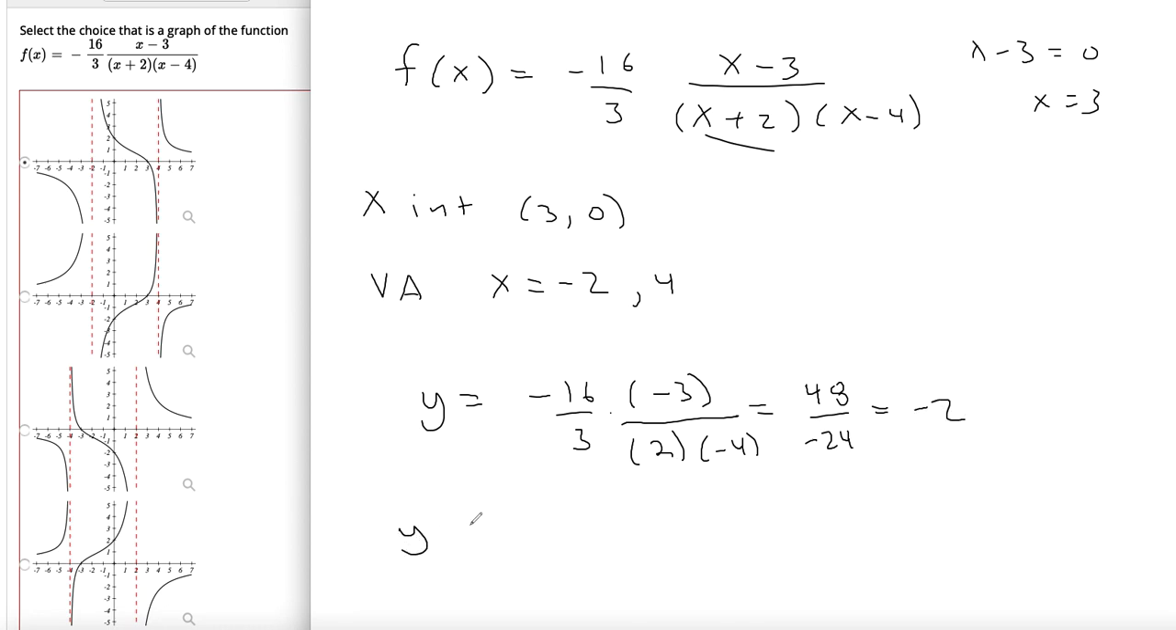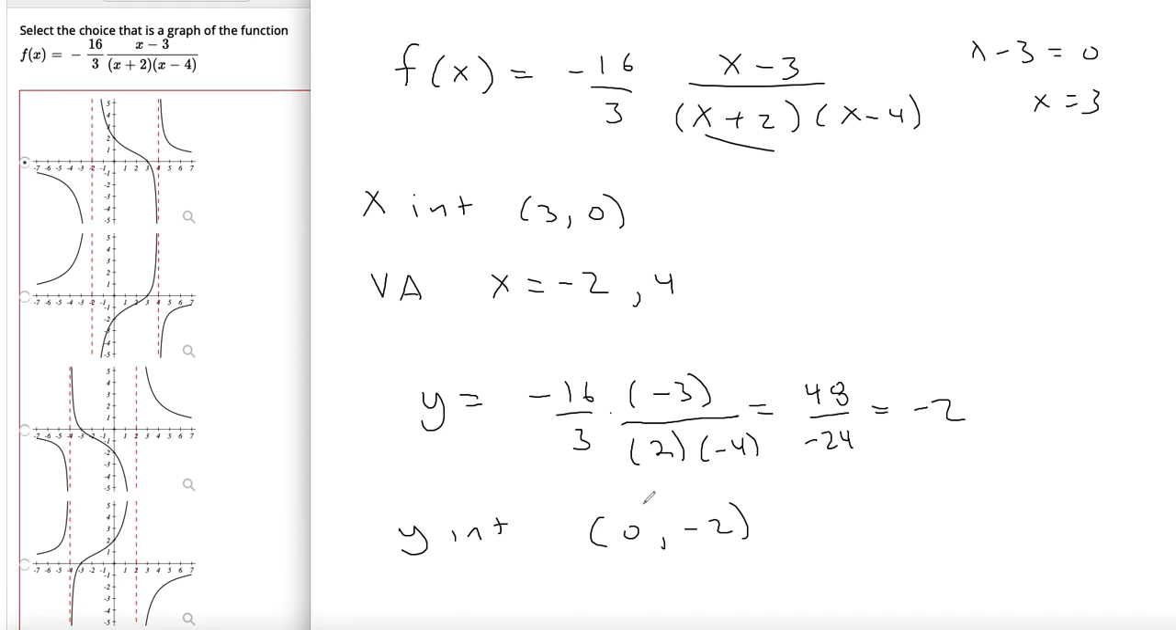So that means I have a y-intercept of, when x was 0, y is negative 2. So now with that, let's pop over here to these graphs and figure out which one it would be. For the vertical asymptotes, we had negative 2 and 4. So negative 2 and 4 was that one and that one. These are negative 4 and 2, so those are not it.